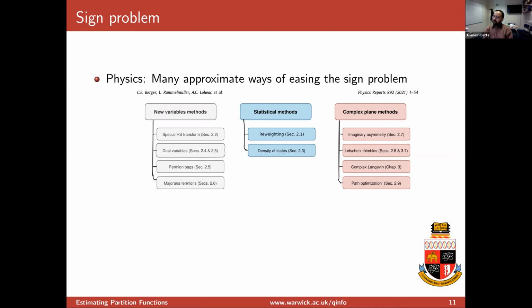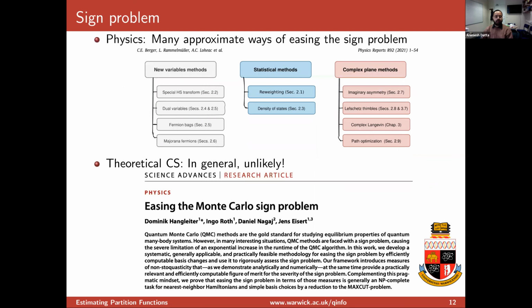I guess what we have learned in theoretical physics, perhaps spurred by the quantum computing aspect of things, is the computer science approach. What computer science says is that you may have all kinds of techniques of easing the sign problem, but in general, you cannot do it. This is a recent paper from last year, which says easing the sign problem is generally an NP-complete problem for nearest neighbor Hamiltonians. So you may be able to do it for certain sizes of problems, certain classes of problems, but in general, it's going to be very, very hard.